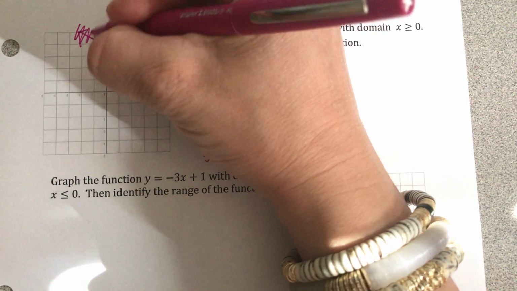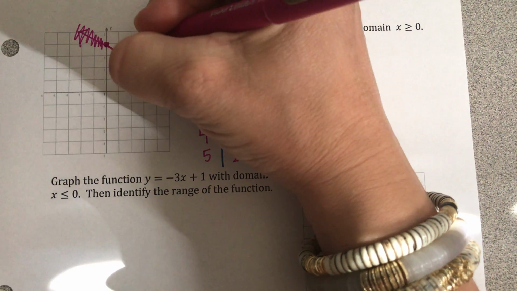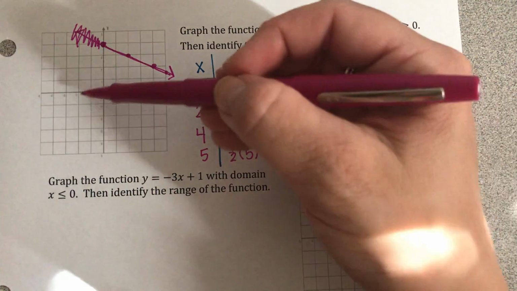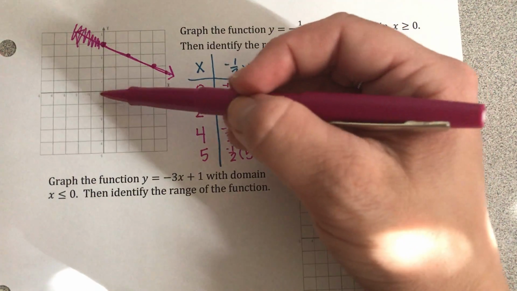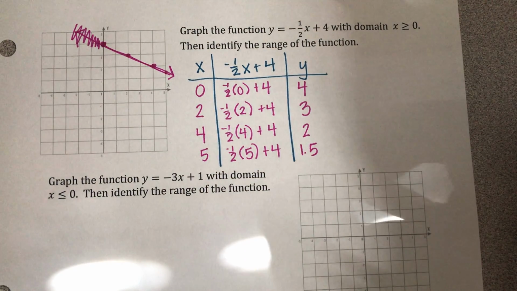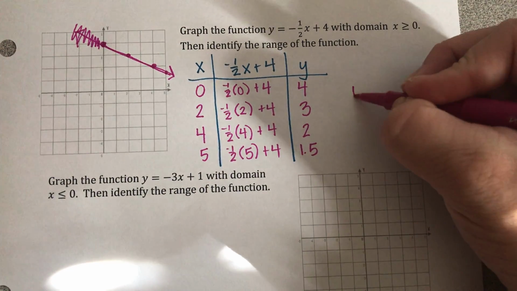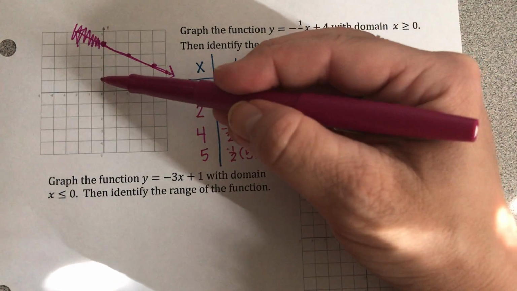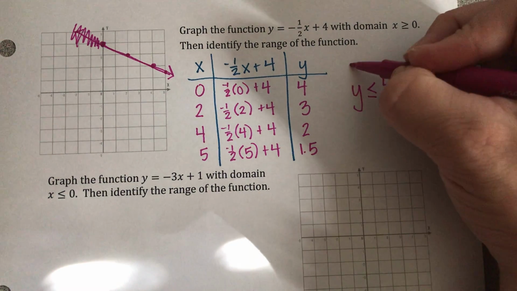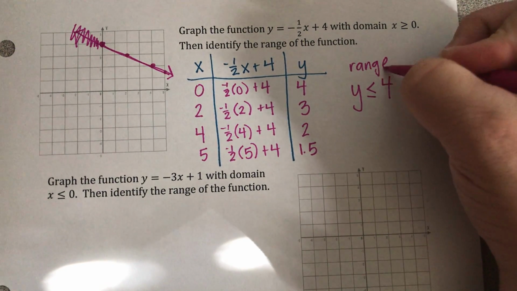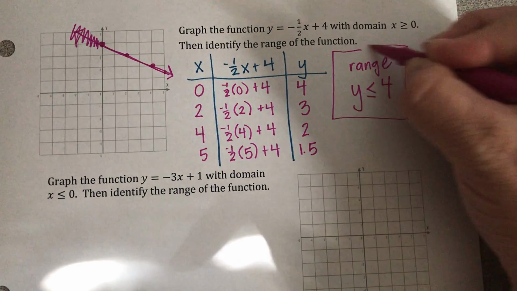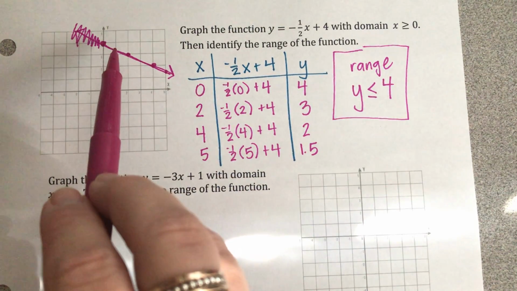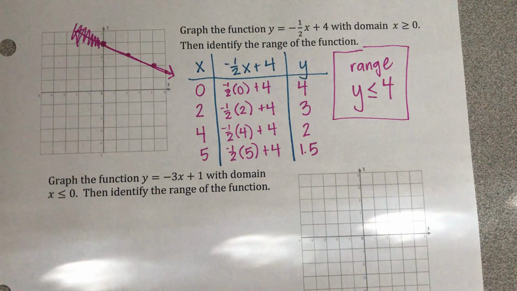Actually, I shouldn't have even done that, right? It can start here and go this way because the domain has to be bigger than 0. We can't have anything less than or equal to 0 or less than 0. So the y values all have to be less than or equal to 4. That's going to be my range. Okay, the x values all have to be greater than 0, which means the y values all have to be less than or equal to 4.